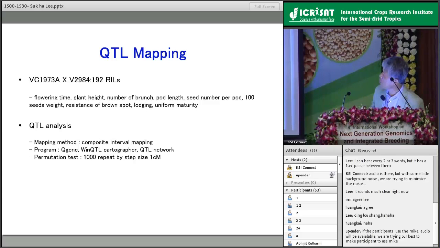We produced a mapping population, VC19738 and 2984, with about 190 recombinant inbred lines. We evaluated all the major agronomic traits for these lines, including flowering time, uniform maturity, and some kinds of disease resistance. QTL analysis has been done using these mapping populations.